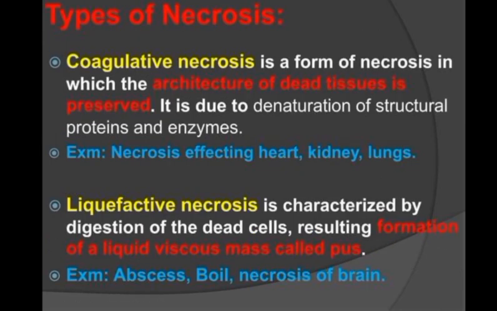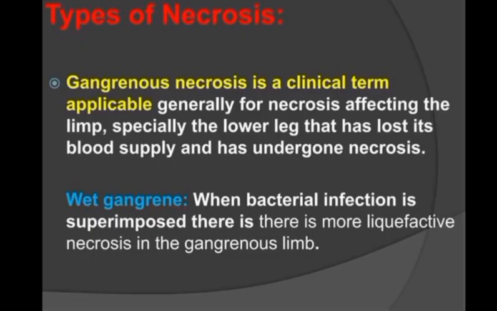Types of necrosis: coagulative necrosis. It is a form of necrosis in which the architecture of the dead tissue is preserved due to the denaturation of structural proteins and enzymes. Examples are necrosis affecting the heart, kidney and lungs. Next is liquefactive necrosis. In this, digestion of the dead cells results in the formation of a liquid viscous mass called pus. Examples are abscess, boil, and necrosis of the brain.